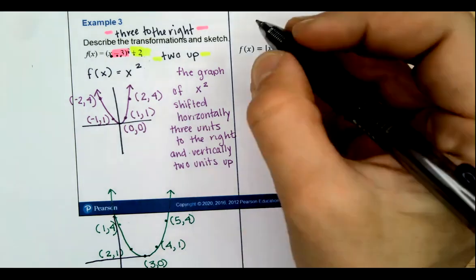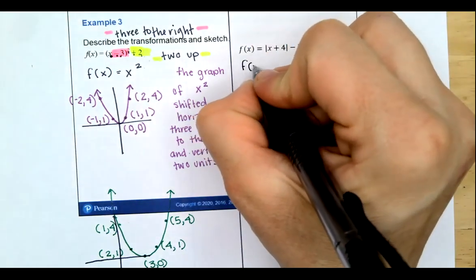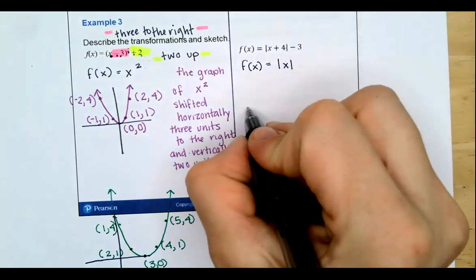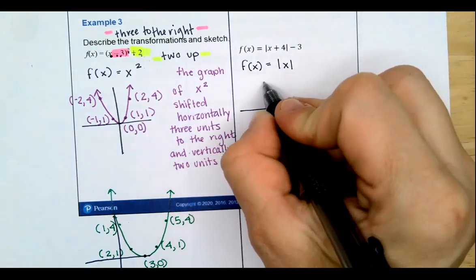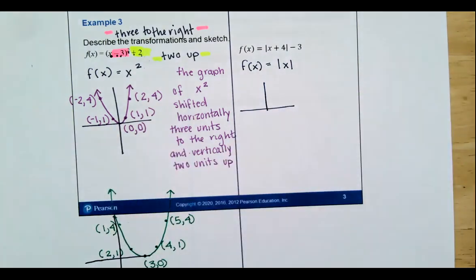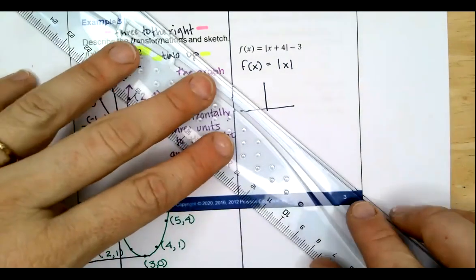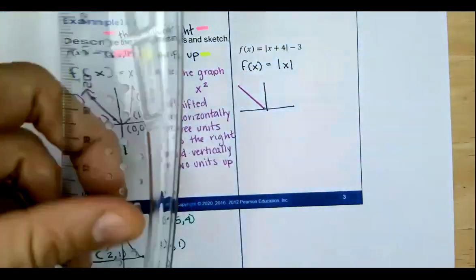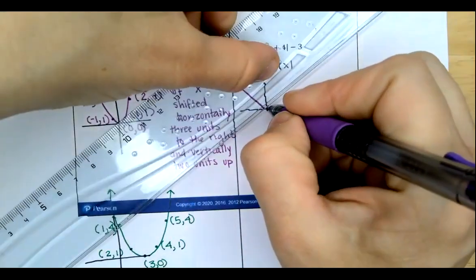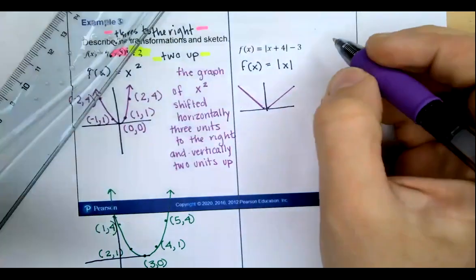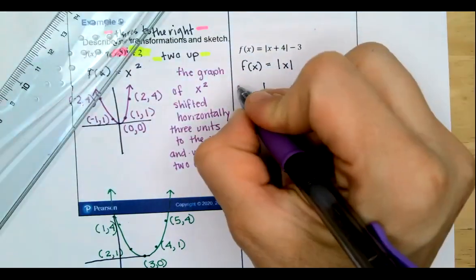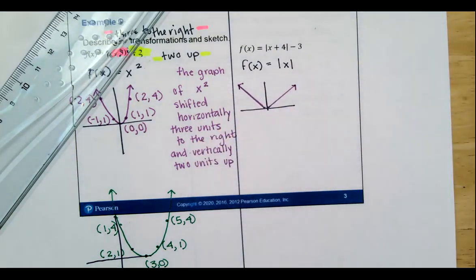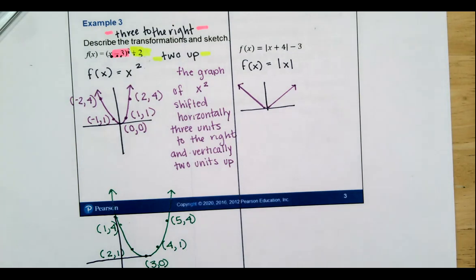What is the parent function? The parent function is just f of x is the absolute value of x, yeah? What does that look like? It is not a parabola, it is just linear pieces, flipped on the y-axis and never crossing the x-axis. Okay, so that's our parent function.